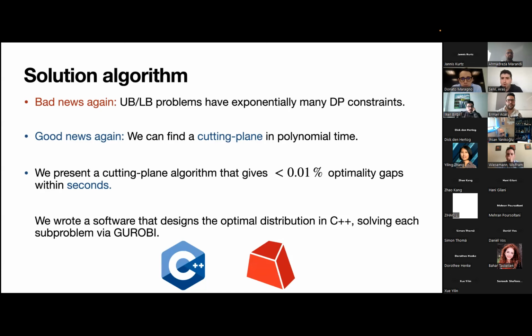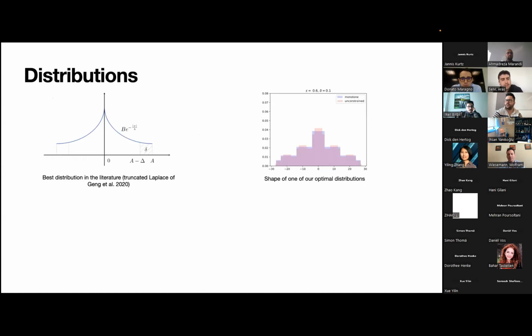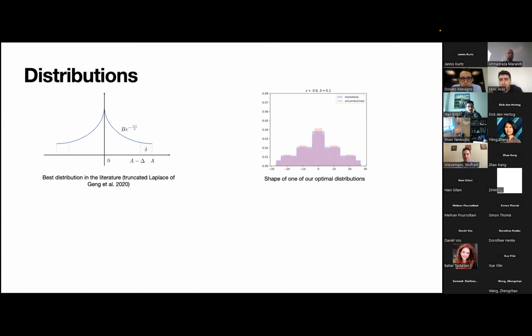And if we let it run for a couple of minutes, then we will have convergence up to, let's say, 10 to the power minus 8 decimals. And we develop a software in C++, which utilizes Gurobi as the subproblems are linear programs. And then we analyze our optimal distributions.